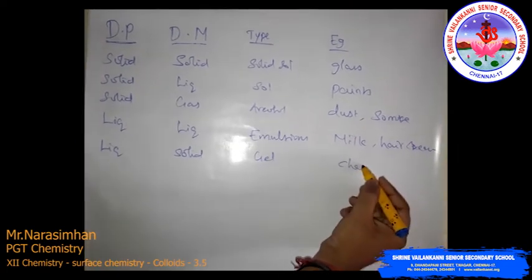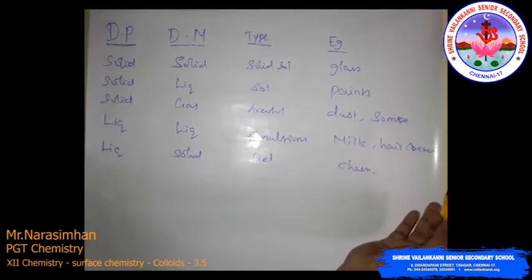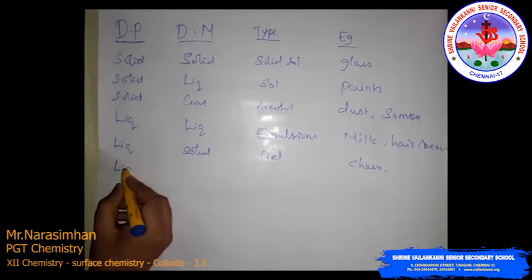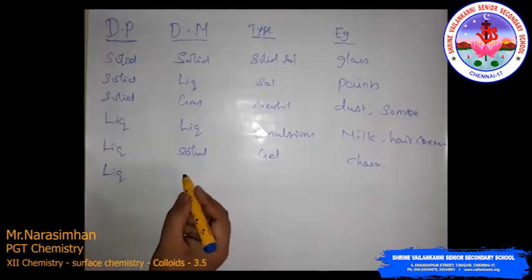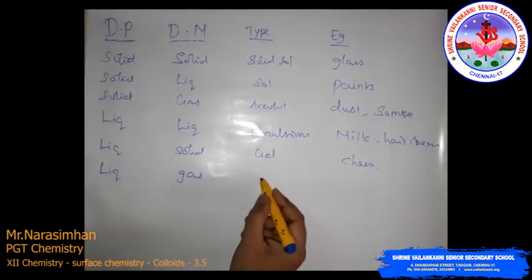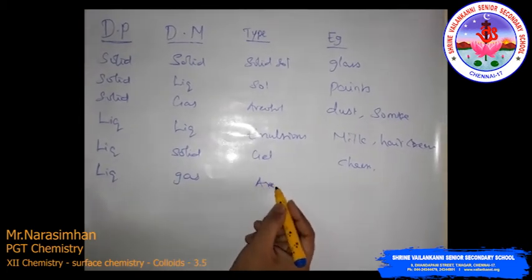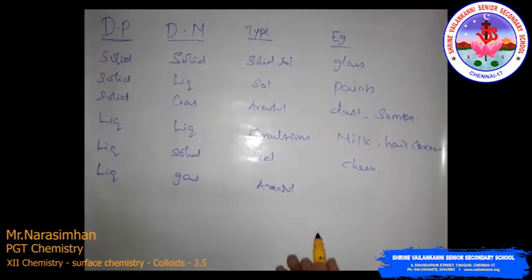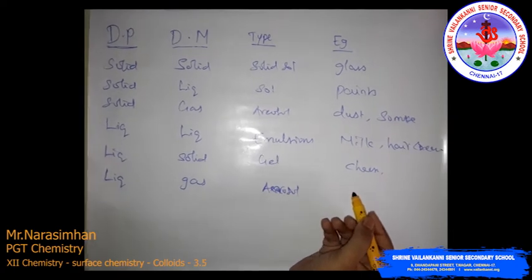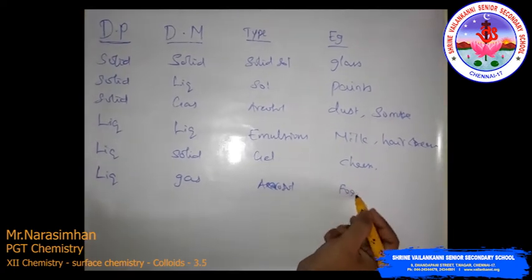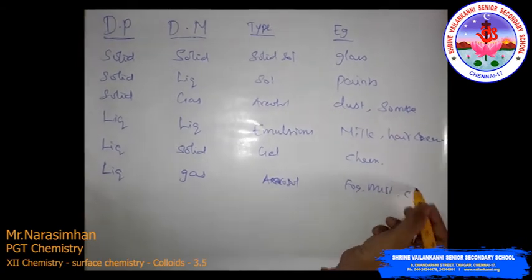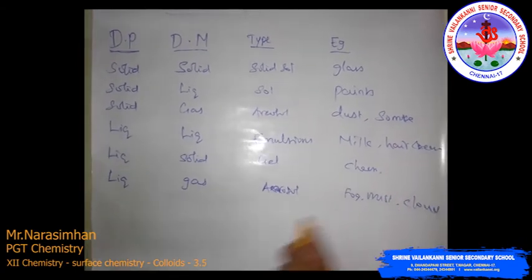Example is cheese, butter, jellies, like this. Then the dispersed phase is liquid and the dispersion medium is gas. This is also called aerosol. Examples are fog, mist, cloud. So these are the examples.